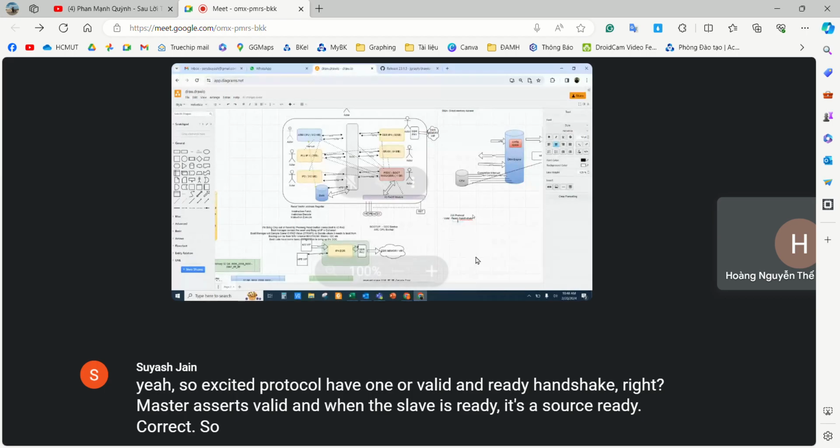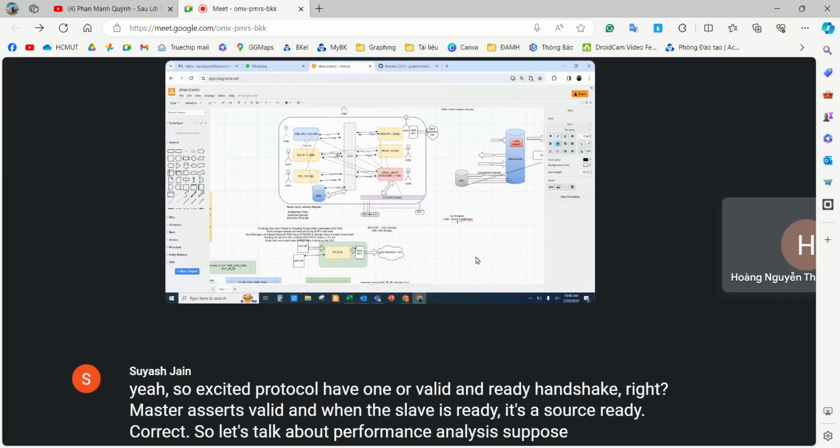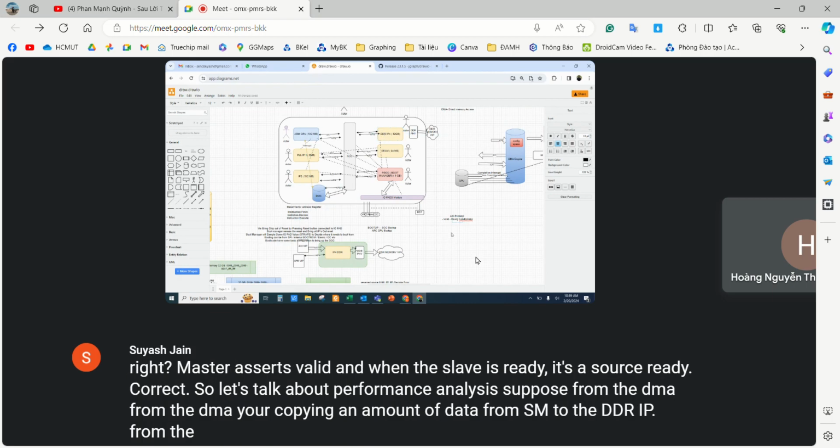So let's talk about performance analysis. Suppose from the DMA, you're copying an amount of data from SRAM to the DDR IP. From the DMA, you are copying from SRAM to DDR. Okay.